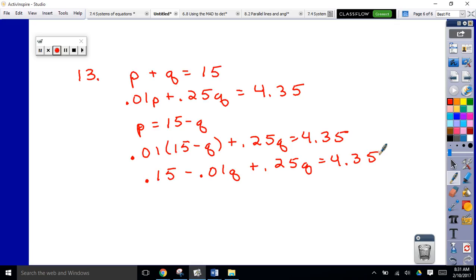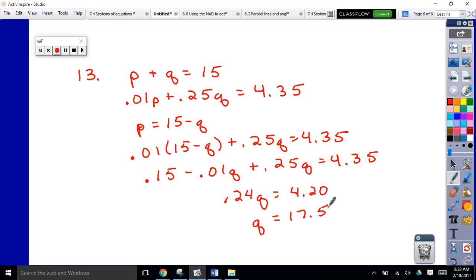Now again, I'm going to do two steps at once here. I'm going to combine my like terms. So I get 0.24Q. I'm going to subtract 0.15 from both sides, and I get 420. Dividing both sides by 0.24 gives me Q equals 17.5. Anybody see a problem with this already? What's the problem, Sophia? You can't have half a coin.